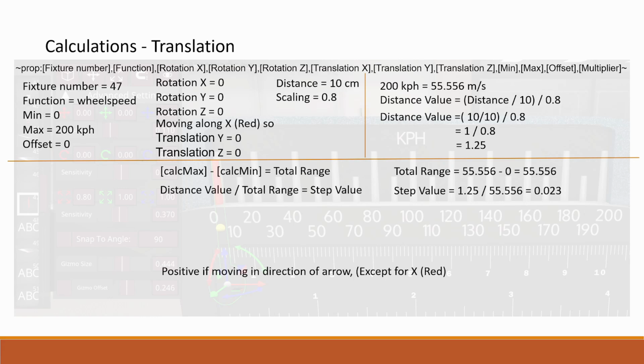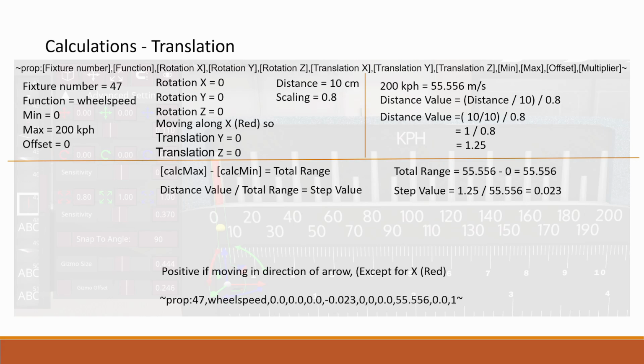Finally, we have to figure out if the value is negative or positive. We know that the values are positive if you're moving in the direction of the arrow except for x. In this case, we are moving positive x, which means the step value is negative. And here's the final string that would be put into Automation.